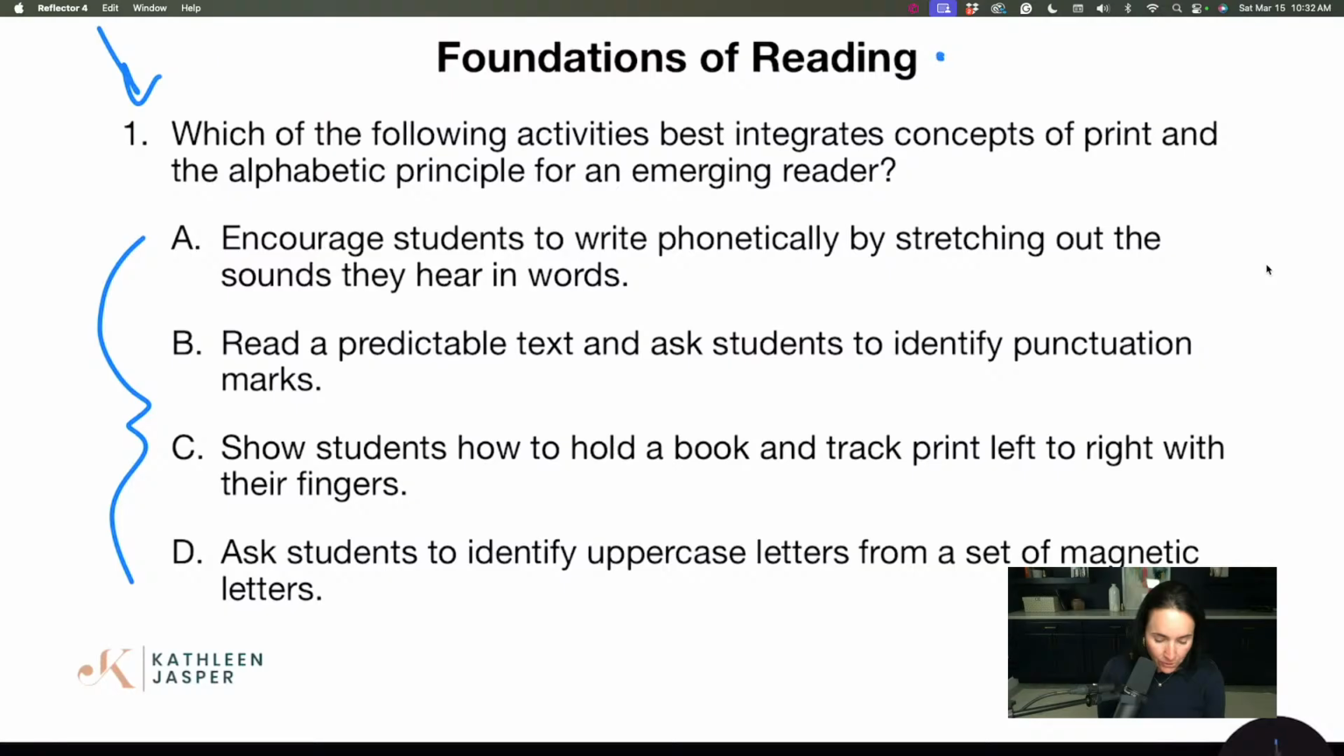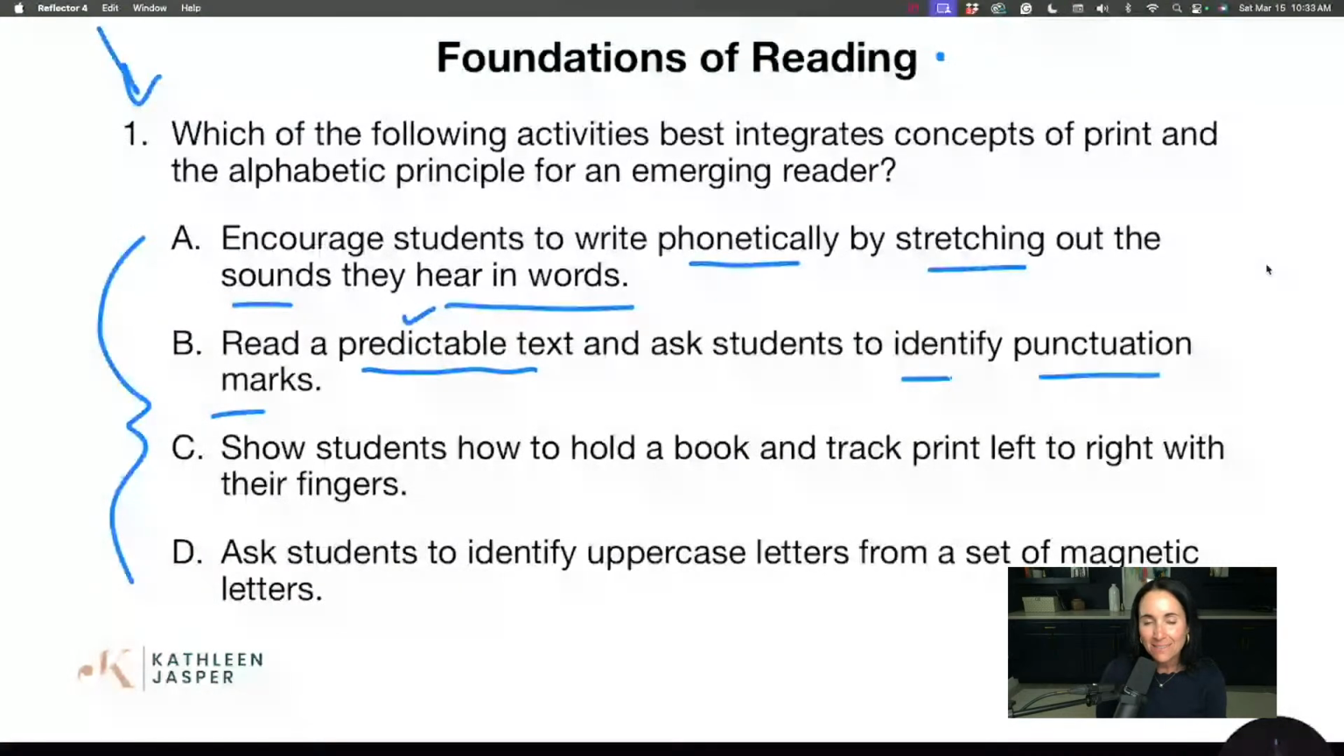So this is from the Foundations of Reading. Let's read A. Encourage students to write phonetically by stretching out the sounds they hear in words. Okay, phonetically is the sounds. This looks like it's good. B. Read predictable text and ask students to identify punctuation marks. Okay, predictable text is a good phrase, but why would we have them identify punctuation marks?